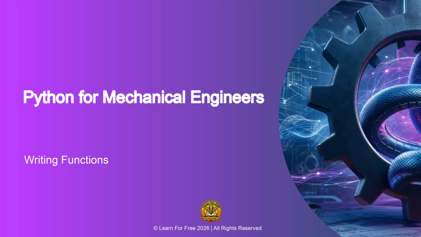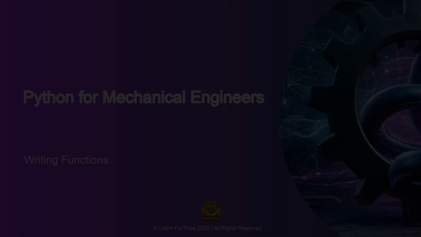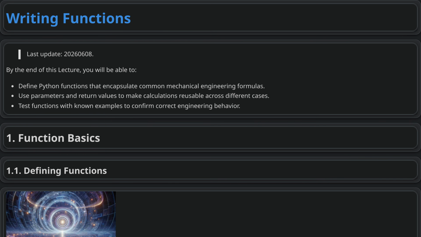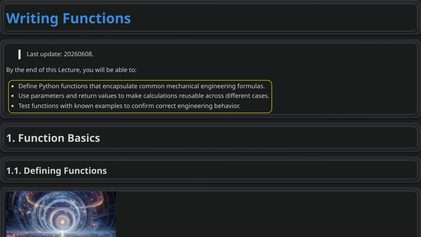Module 2, Lecture B, Writing Functions. By the end of this lecture, you will be able to define Python functions that encapsulate common mechanical engineering formulas, use parameters and return values to make calculations reusable across different cases, and test functions with known examples to confirm correct engineering behavior.